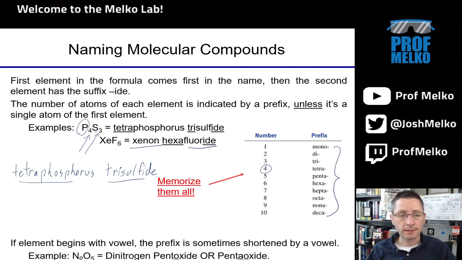Here is dinitrogen, 2 nitrogens, pentaoxygen, so pentaoxide. Sometimes you'll see these two vowels in a row grouped together and just made into an O, so the A is dropped, just so it's easier to say pentoxide. So this would be dinitrogen pentoxide. Sometimes we shorten that prefix by a vowel for the elements that begin with vowels.